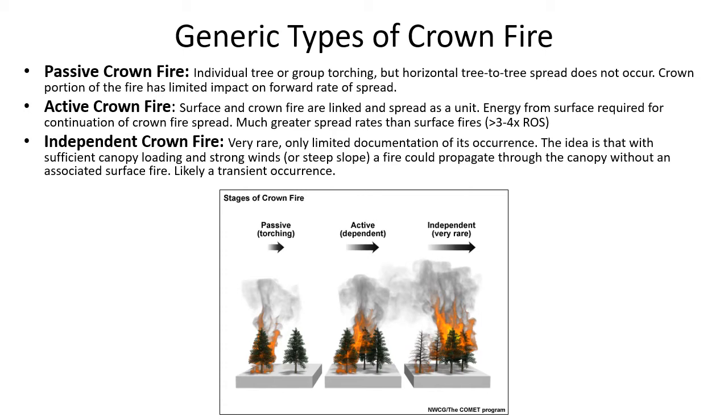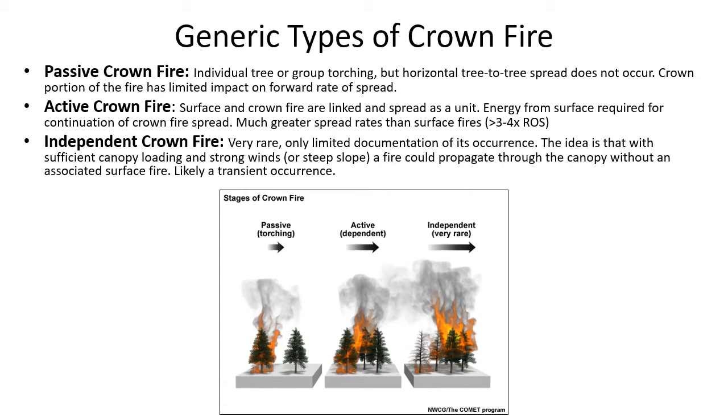And there's this other category that is often listed, and it's called independent crown fire, right? And that would be where the fire is just burning in the crowns, and there's no associated surface components. Basically, if there were enough crown fuels, or you're on a really steep slope or strong winds, that fire could just push from tree to tree without any surface fire, any additional heat from the surface.